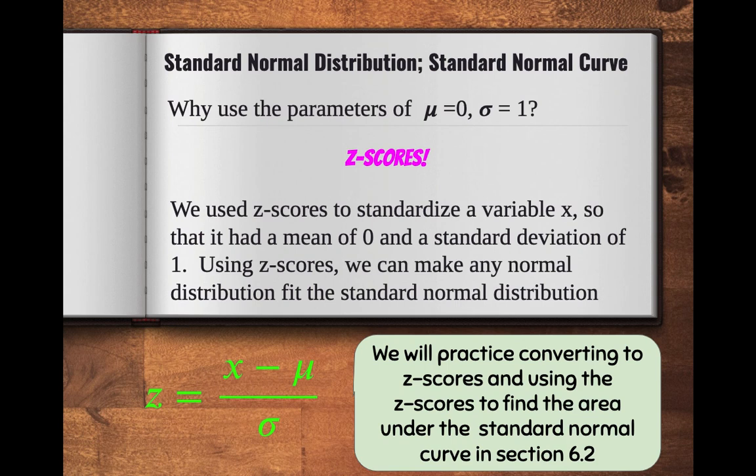When we were doing means and standard deviations, we said here's our standardized score, our z-score, so we can compare different data sets. This now is going to help us, because if we change it to z-scores, we can make any normal distribution fit the standard normal distribution. So you're going to need that formula: z equals x minus mu over sigma.